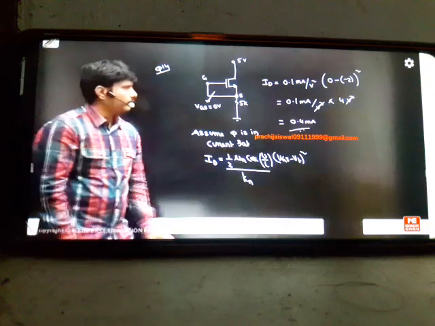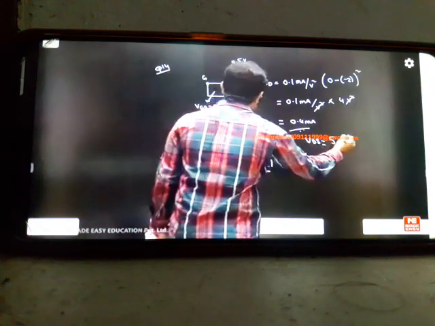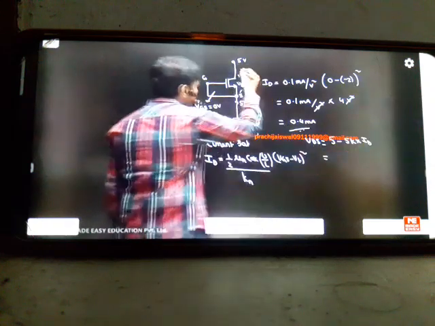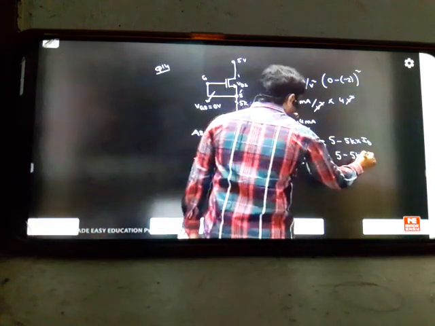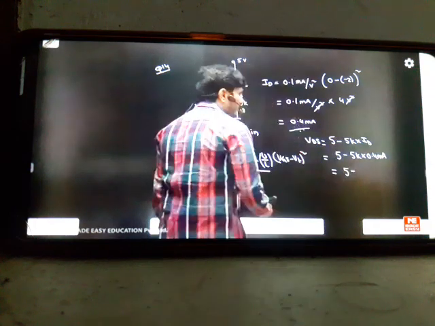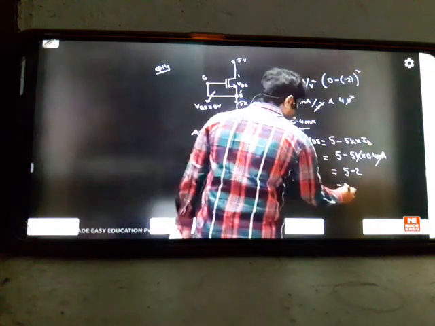Now I'll confirm it. With this help we can find out the VDS value. VDS is equal to 5 minus 5K into ID. You can find it by using KVL. So the answer is 5 minus 5K into 0.4 milliamperes. K kilo ohms and milliamps will cancel. 0.4 into 5 is 2 volts. So the answer will be 3 volts we got.